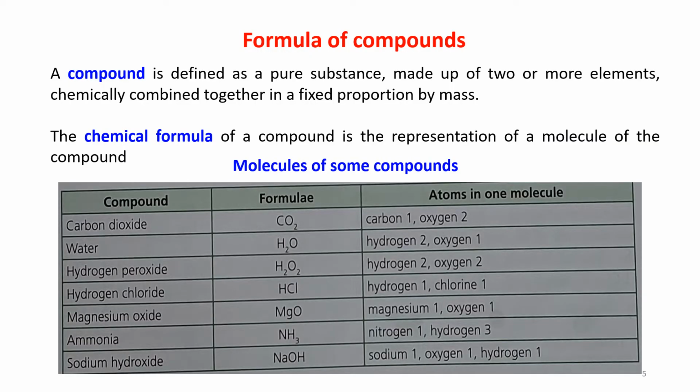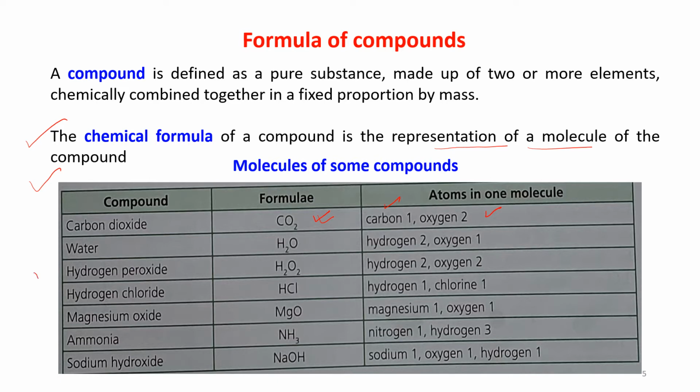Formula of a compound. A compound is defined as a pure substance made up of two or more elements chemically combined together in a fixed proportion by mass. All this you know about it. The chemical formula of a compound is the representation of a molecule of the compound. Just see here the table. Carbon dioxide. The formula of carbon dioxide is CO2. It shows the number of atoms in one molecule of CO2. One atom of carbon and two atoms of oxygen are present.